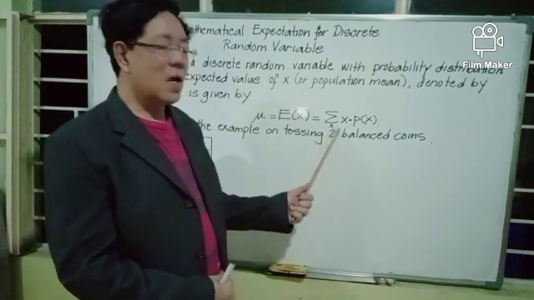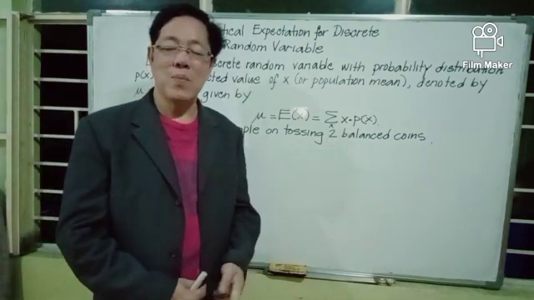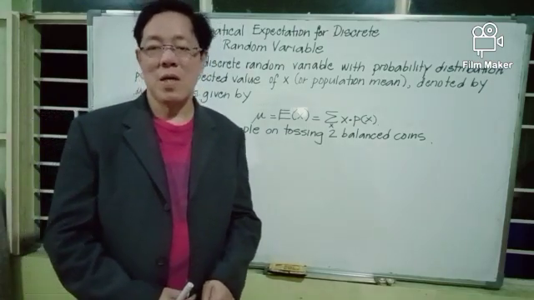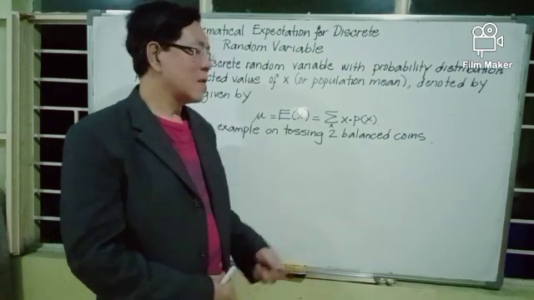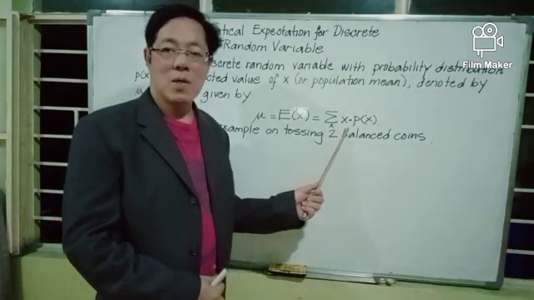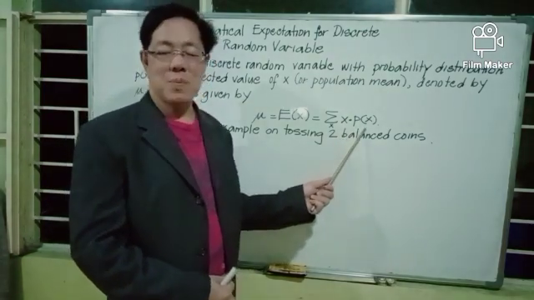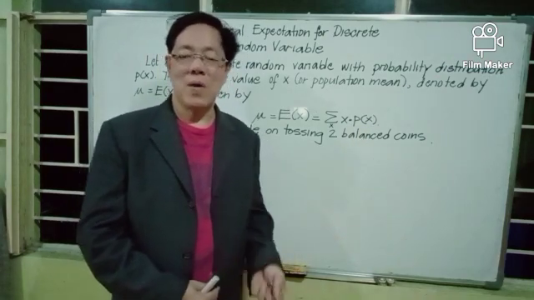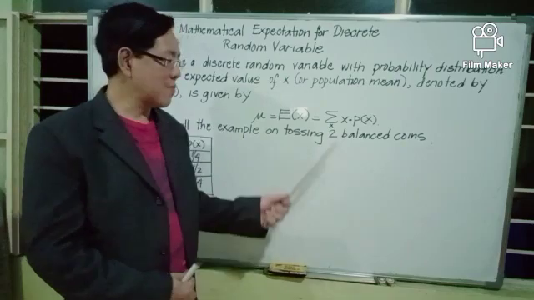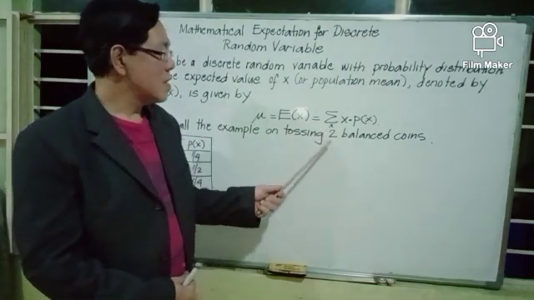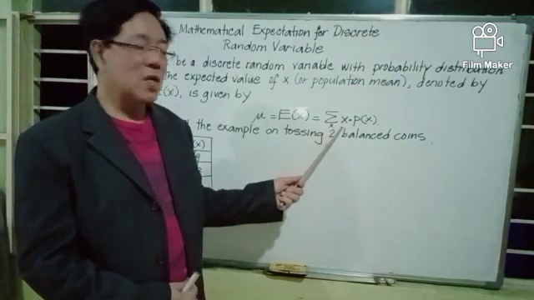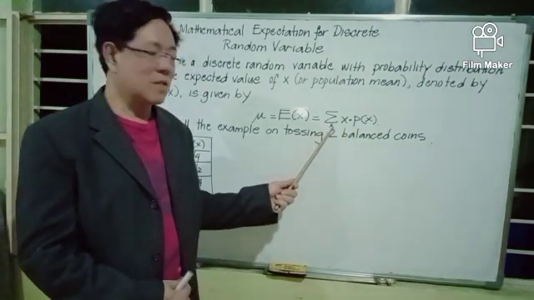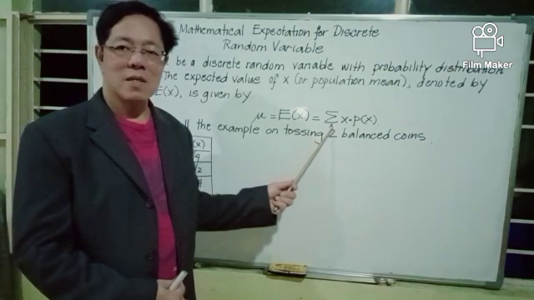Because to calculate the expected value of the discrete random variable x, or the mean of the discrete random variable x, we need to multiply the value of x by its corresponding probability. And we do that for all values of x, and then we add the products for the summation. That is, we get the summation of x times P of x over all values of x. That's why the index here is x.